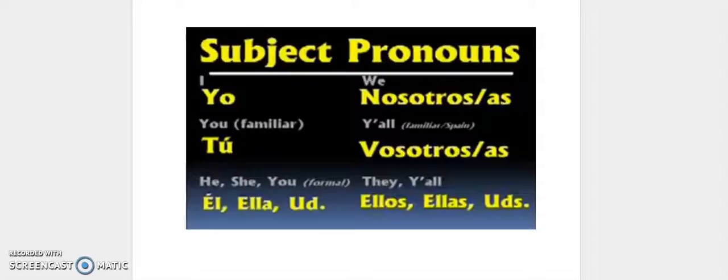So right now I'm going to be teaching the best way to learn Spanish. Starting right now, you're going to want to know the subject pronoun box, because that's really what Spanish revolves around. So yo, tú, él, ella, and usted are in the singular spots. Nosotros, vosotros, ellos, ellas, and ustedes are in the plural spots.